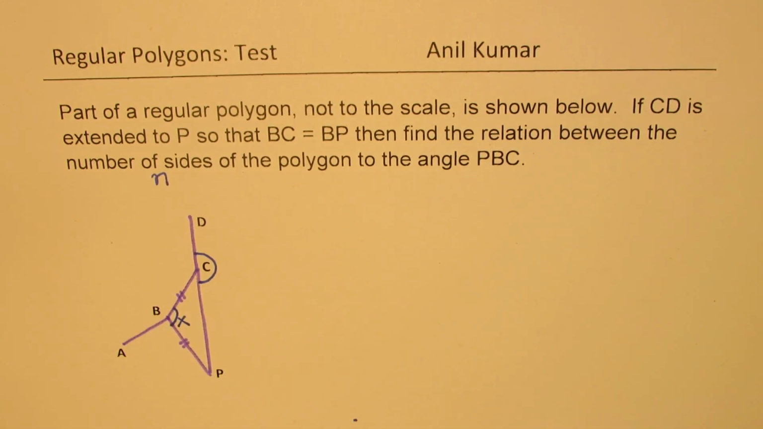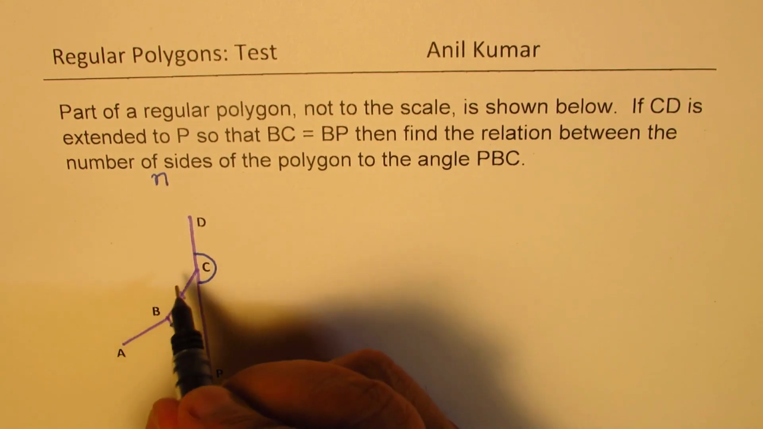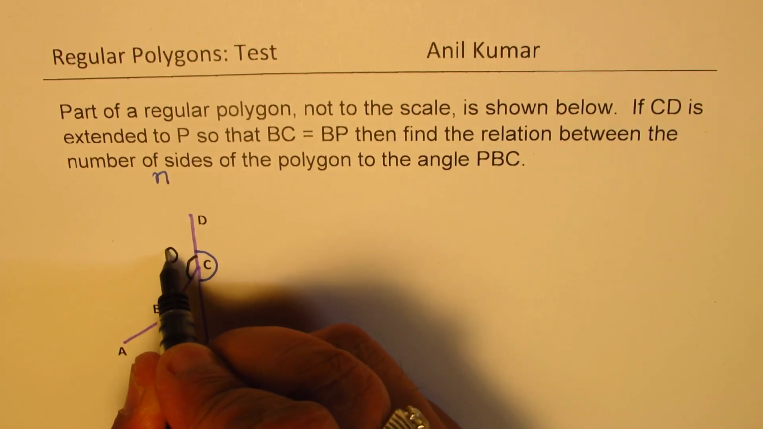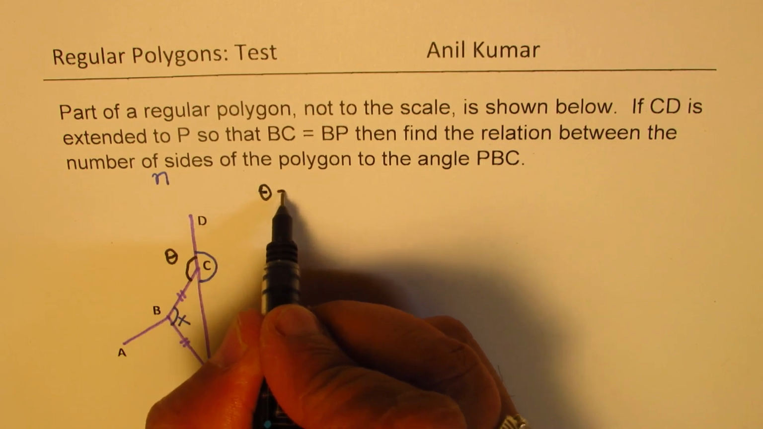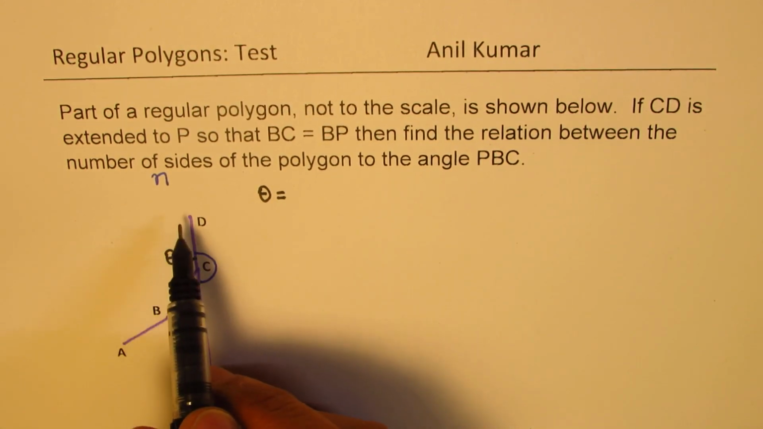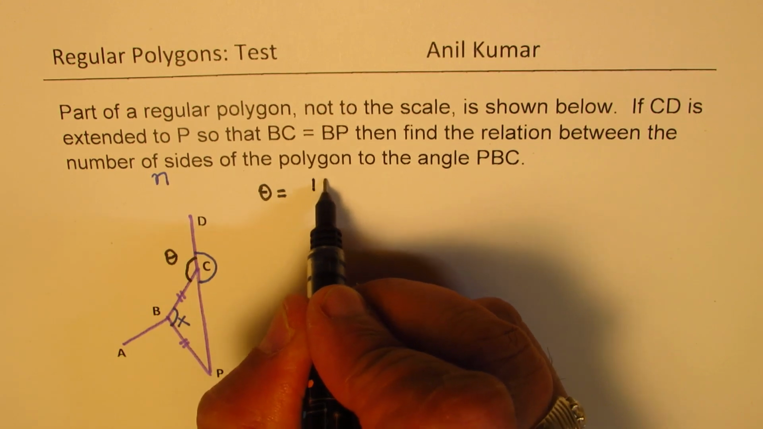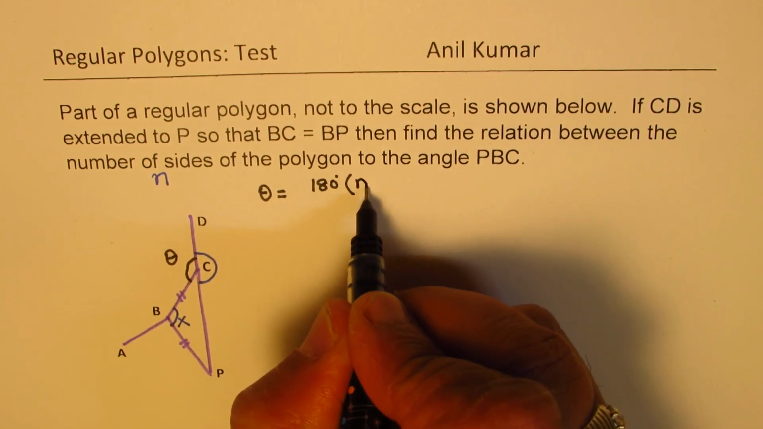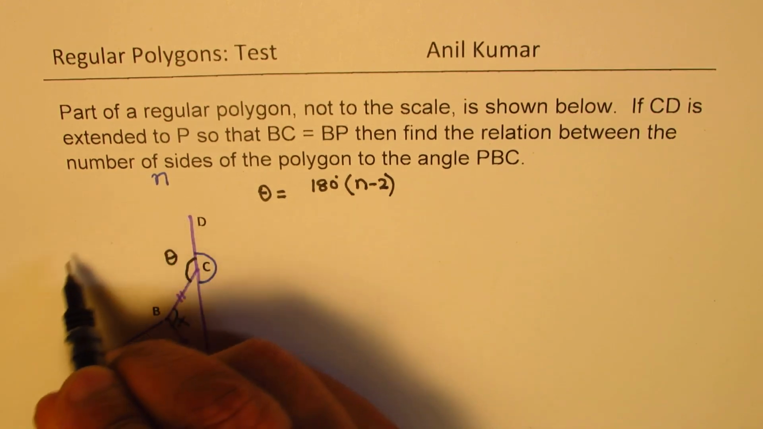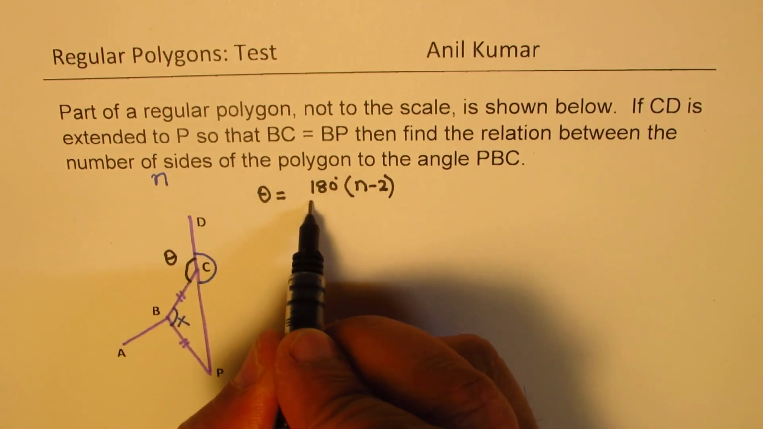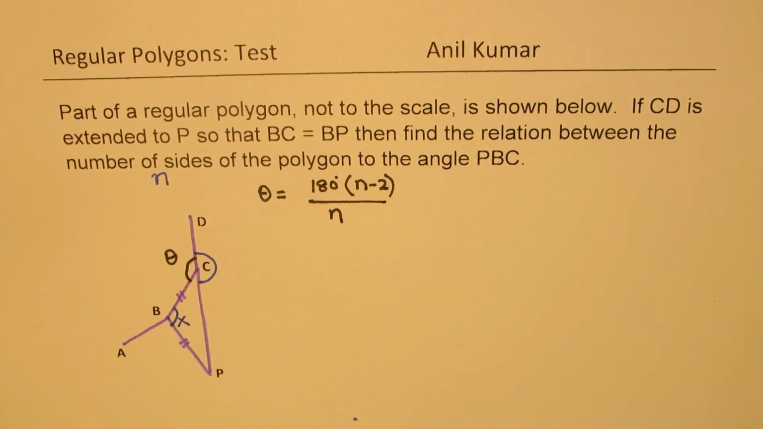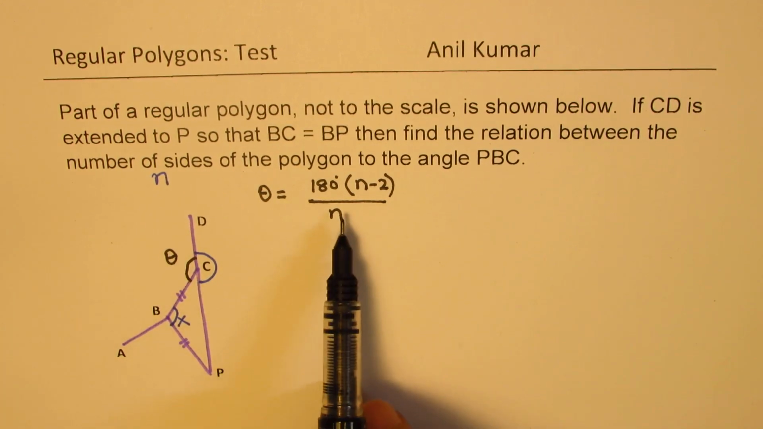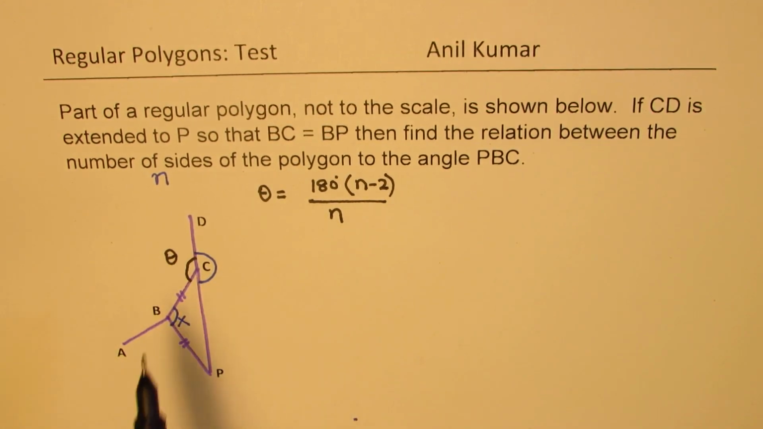Let the interior angle of this regular polygon be, let's say, theta. This angle be theta. So how much is angle theta? Angle theta will be equal to, for any polygon, the sum of angles is 180 degrees times n minus 2, right? So that is the total sum. If there are n sides, then dividing this by n, we get each interior angle, right? So that's the standard formula. I'll actually provide you with a link on this formula so that it's clear to you. So this is our angle theta.